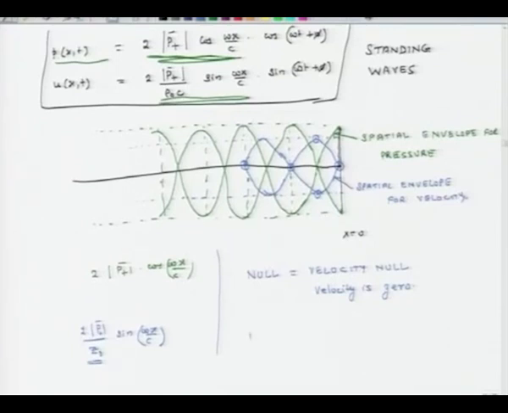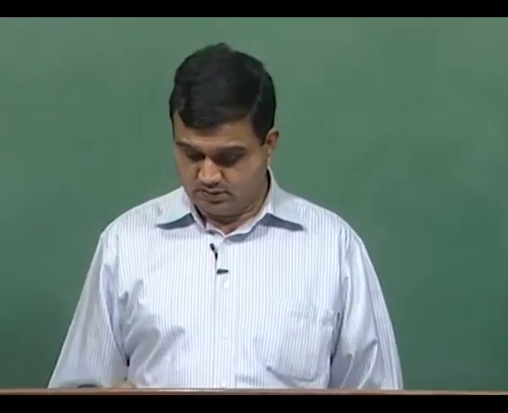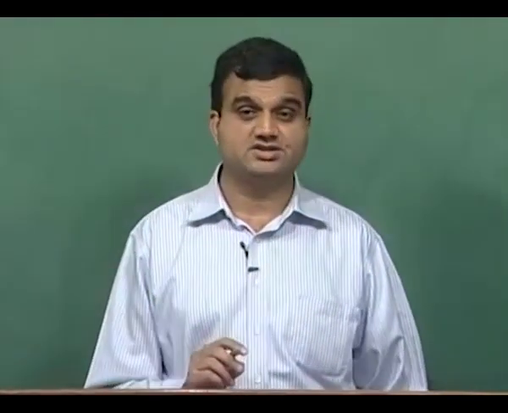So, these points are called nodes, and these are where velocity is max or pressure is minimum. In case of a tube which terminates with a rigid wall, the value of minimum pressure is exactly 0 and the value of velocity is also exactly 0.